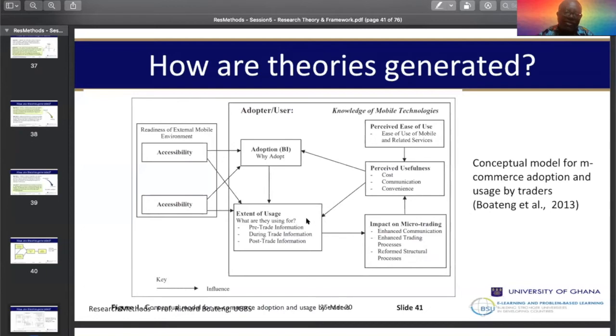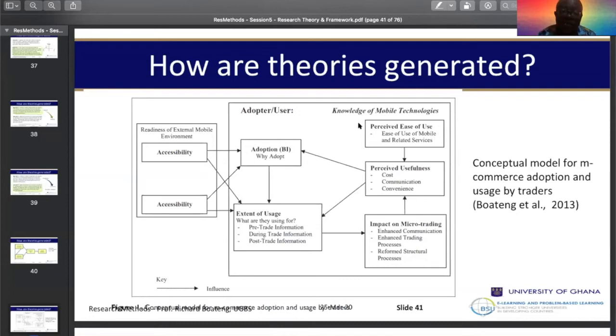However, I also said that outside the organization or the adopter is the readiness of the external environment, whether accessibility and affordability. Accessibility to the technology can influence the readiness to use the particular technology. So if the technology is not accessible in a particular context, it can constrain our ability to see perceived usefulness out of it. Especially if you are using a mobile phone in an area where the mobile network doesn't work, you can't get any benefit from it.